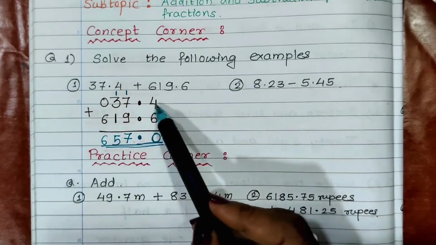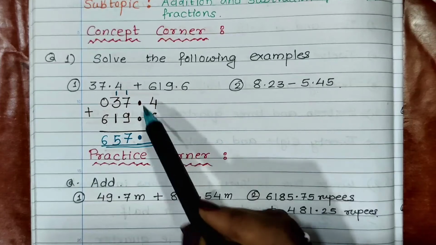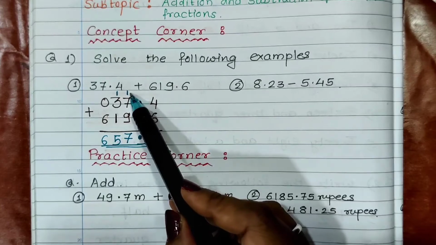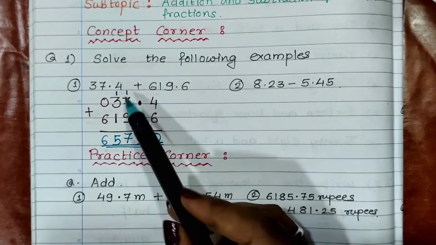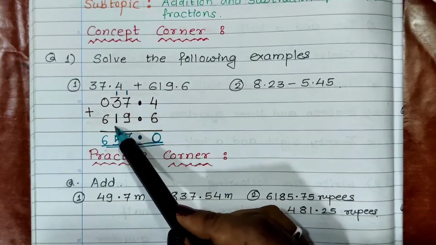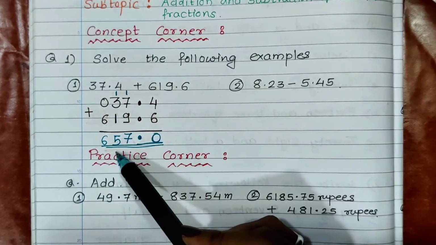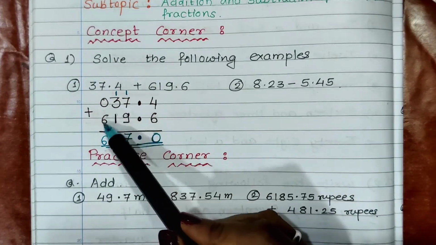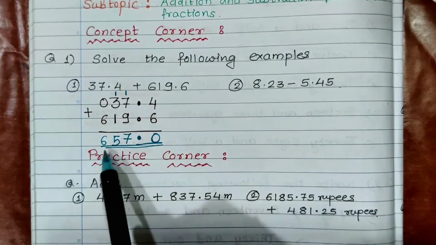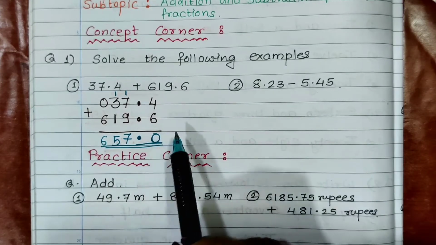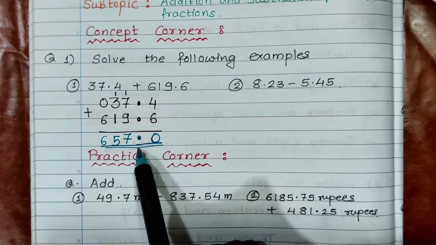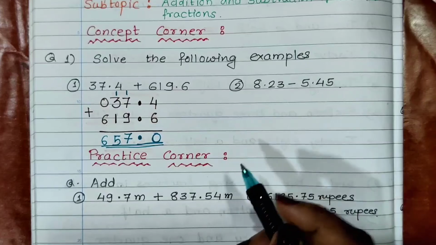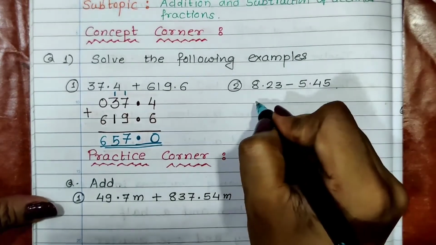And then add. 4 plus 6 is 10. So 0 written, 1 carrying. 7 plus 9 is 16. 16 plus this carried over 1 is 17. 7 written, 1 carrying. 3 plus 1 is 4, 4 plus this carried over 1 is 5, and as we have got 5, no carried over number, directly 0 plus 6 is 6. So we have got the answer 657.0. Actually the answer is only 657 because after point 0 is there on the right hand side, so it doesn't have any value.